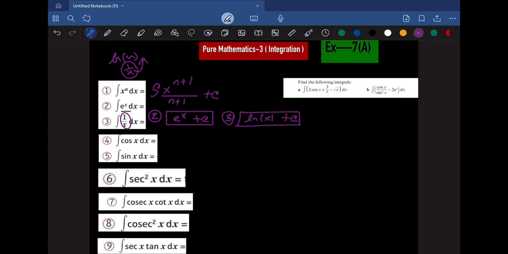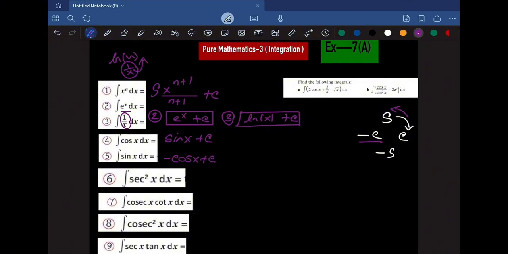Okay, now moving on, question number 4, you can see cos x. This is something that we have learned previously as well. Sine, cosine, minus sine and minus cosine. While differentiating we used to go in the clockwise direction, right? But in terms of integration we will go in the anti-clockwise direction. They have given us cos x. So cos x becomes sin x plus c, and sin x becomes minus cos x plus c.